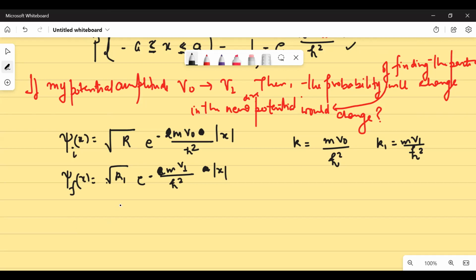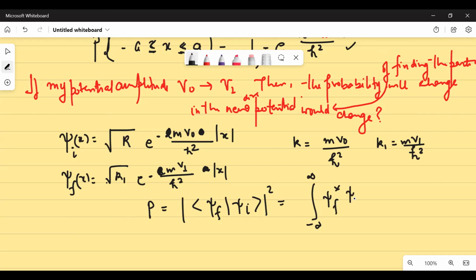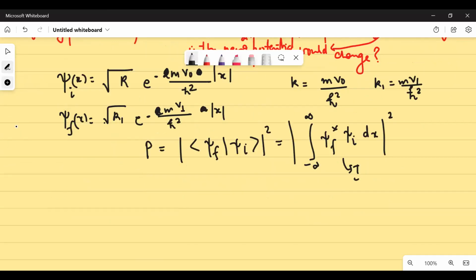Now, what is the probability of finding the particle in the final ground state if the initial ground state is psi i and the final ground state is psi f? This is given by this expression, or you can write it in integral version as the modulus of the integral of psi f star psi i dx. So let us first find this integral I, and then we'll square it off. So what would this integral be? This integral I can be written as minus infinity to plus infinity.